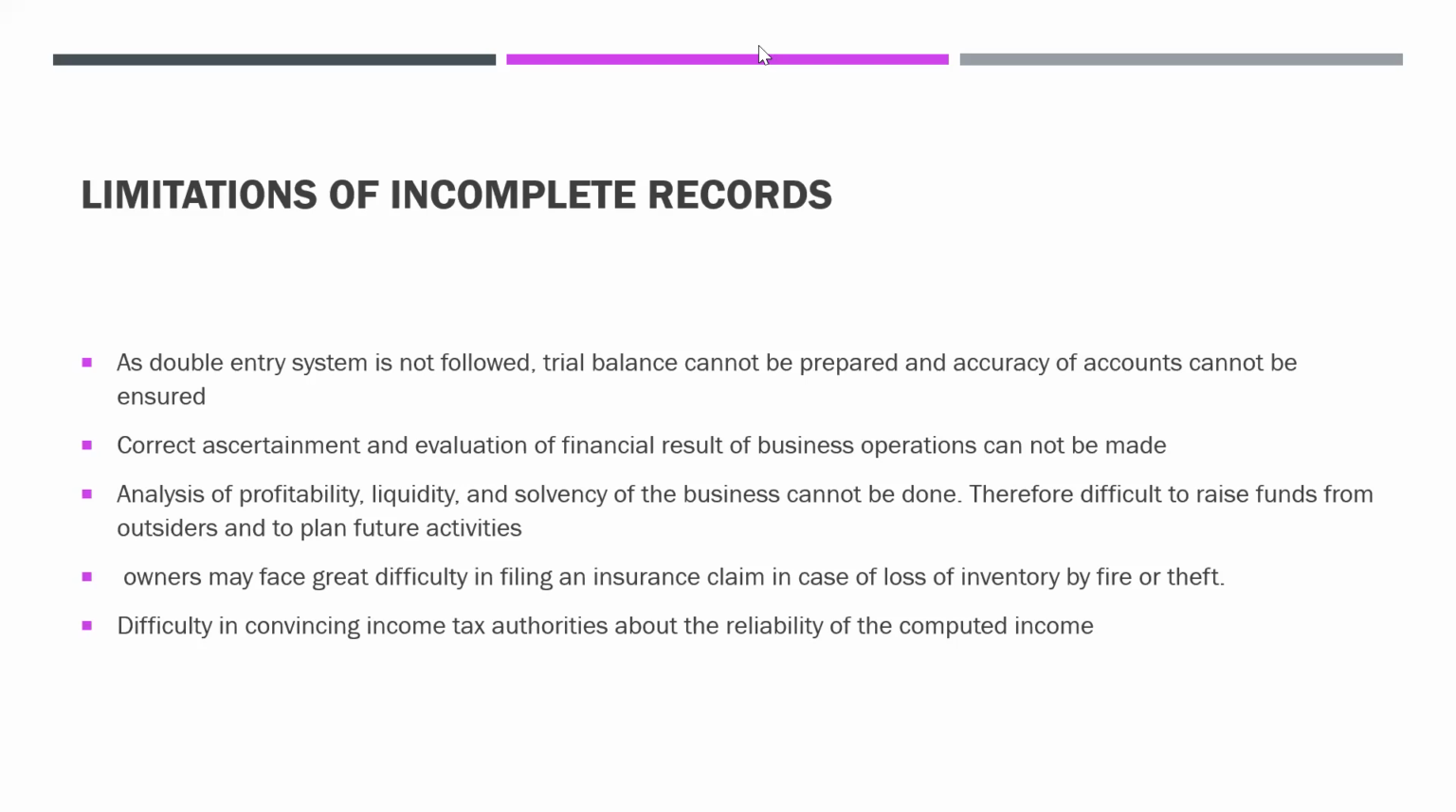In this chapter, we will be preparing final accounts. Okay, we will be converting the single entry into double entry. हम क्या करेंगे, जो single entry incomplete records दिया है, उस records के help से हम complete final accounts prepare करेंगे, and correct ascertainment evaluation of financial result of business operations cannot be made because complete information is not available.